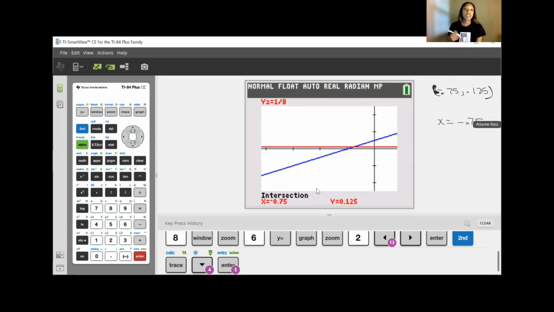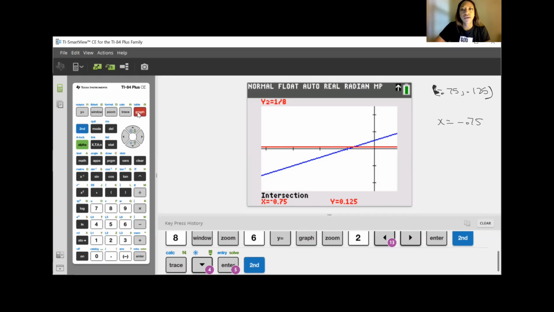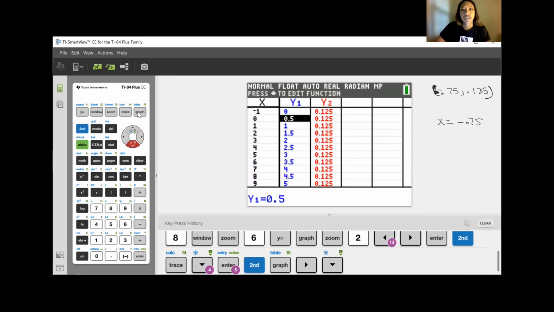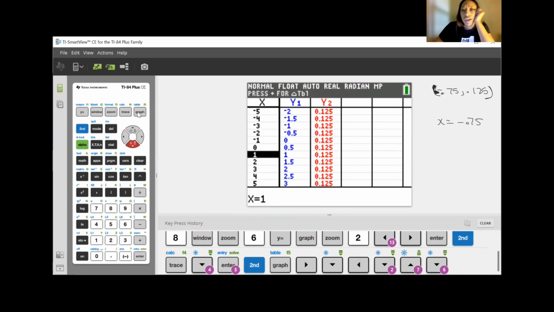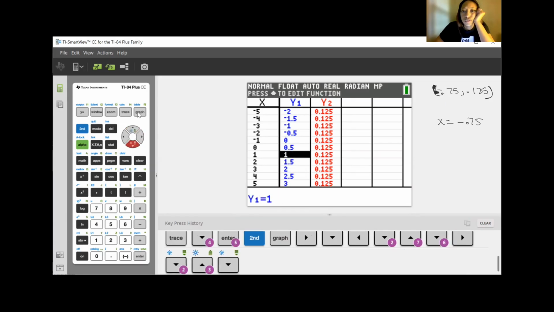That's solving graphically. If we wanted to solve this numerically, well, because our answer is a decimal, we'd have a little bit of extra work to do. We can't just go and look at the table. Actually, let's just go to table now. So right now, if we look, our x values are just going up by 1. And you see what we have: 0, 0.5, 1, 1.5, 2, 2.5. Nowhere over there are these equal to 0.125. If we go the other way, we still don't get anything that's equal.